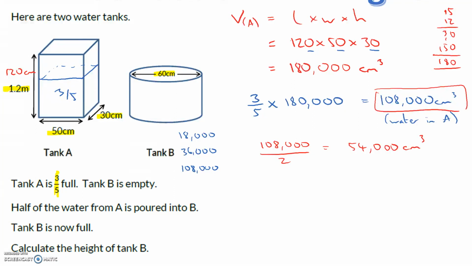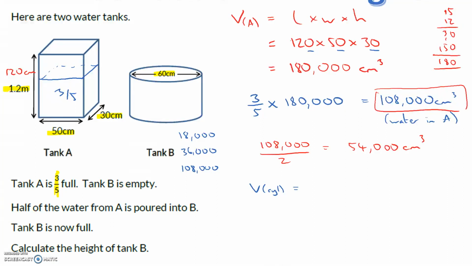Now for the tricky bit. Okay, so what do we know about tank B? Well, tank B is a cylinder. How do we work out the volume of a cylinder? Now, if you don't know the formula, you are completely stuck at this point. So you must know the formulas. Okay, so volume of cylinder, how do we do that?